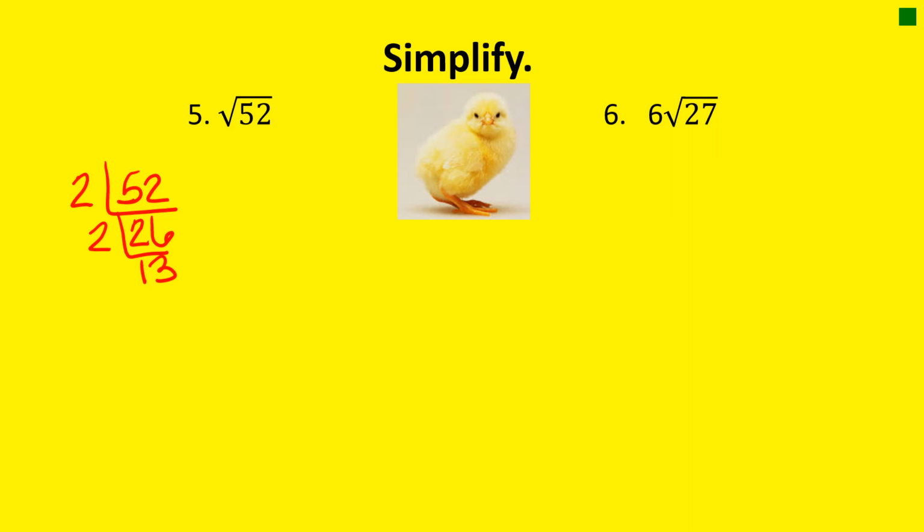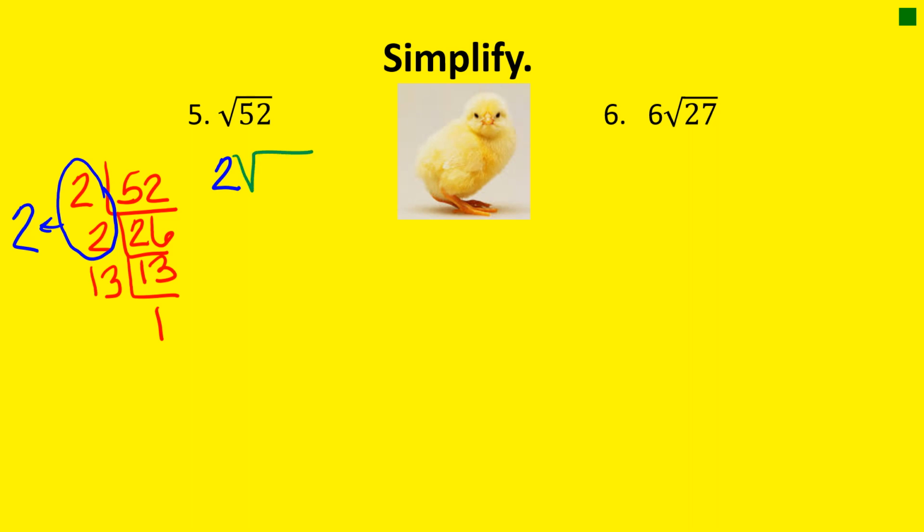5 does not go into 13. 7 does not go into 13. 11 does not go into 13. Oh, wait. 13 is one of our prime numbers. Remember, you've got to get all the way down to 1. So now you're looking for perfect squares. 2 times 2 happens to be 4, which is a perfect square. The square root of 4 is 2. So I bring out the 2.